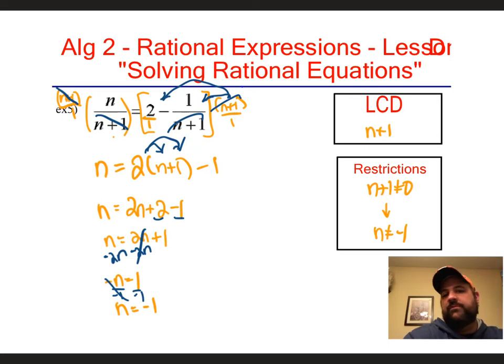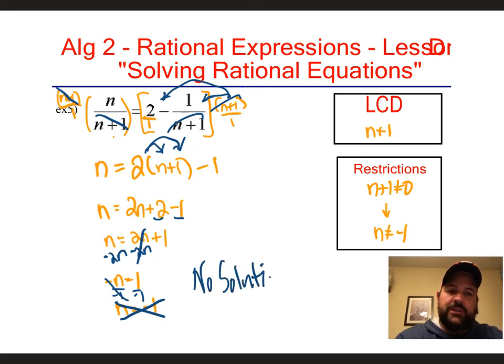Now normally that would be fine. Except in this case, our restricted value here, n cannot equal negative 1. That means, based on the way this was constructed, that's an extraneous solution. If that doesn't work, that must mean that there are no solutions to this equation.